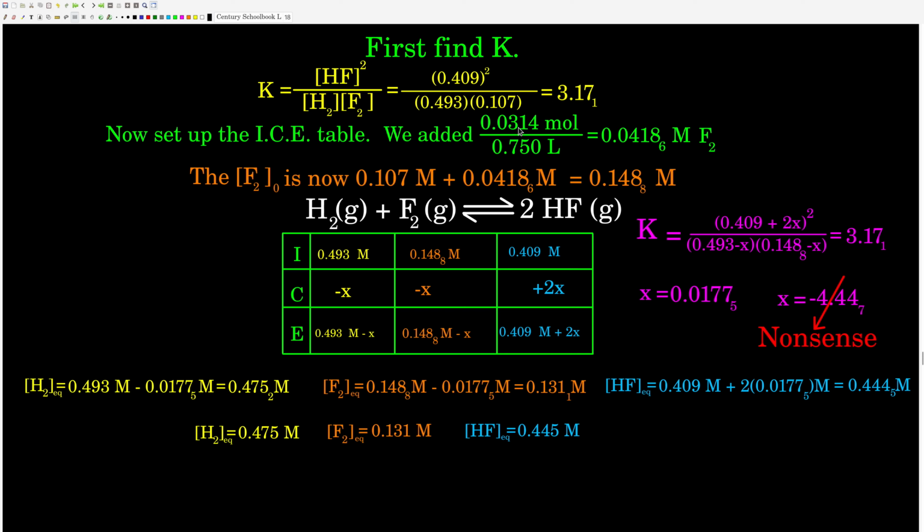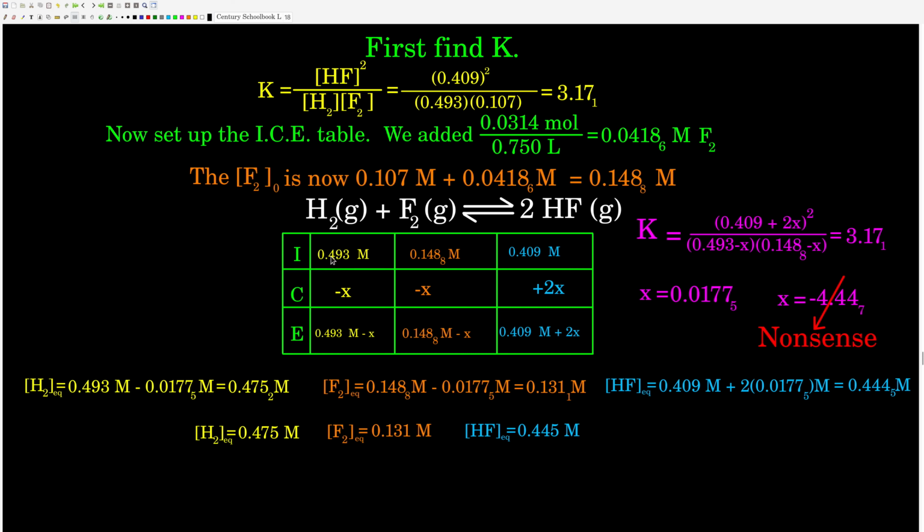So we added 0.0314 moles of fluorine, and the volume was 750 mL, or 0.750 liters. That means we added 0.04186 moles per liter of fluorine. So that means that the initial fluorine concentration for our new equilibrium is going to be its initial molarity plus what we added, or 0.1488 molar. So that lets us set up our ICE table.